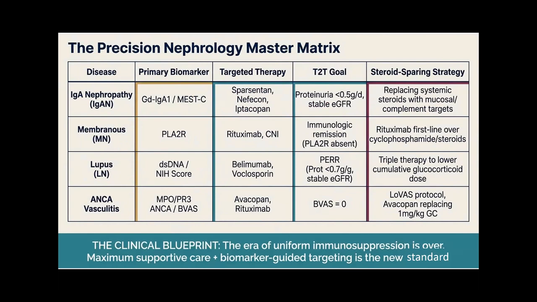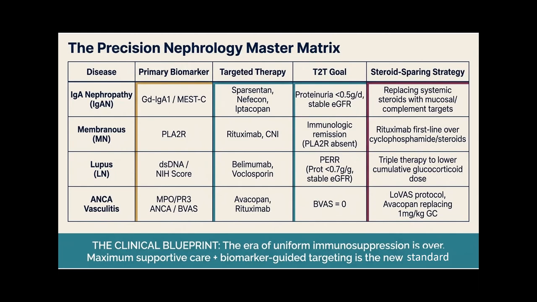Okay. Now we have come to IgA nephropathy, a very common disease, immunoglobulin. What is the primary biomarker? Galactose-deficient immunoglobulin A, or MASP-C. These are the biomarkers. What do I give? Sparsentan, Nefecon, iptacopan. Target proteinuria should be less than 0.5, stable eGFR. Steroid-sparing strategy, replacing the systemic steroid with mucosal and complement targets.